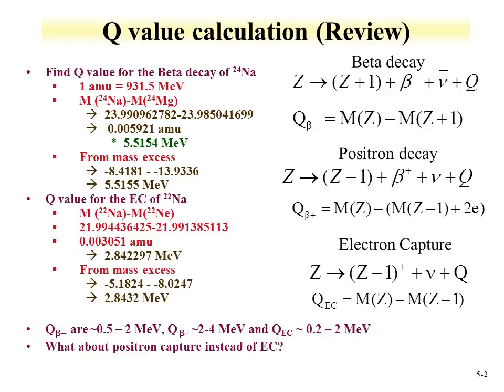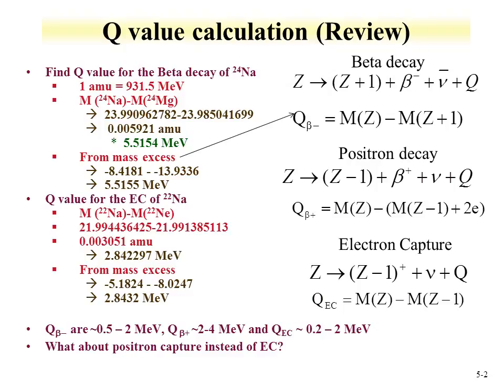We can review what we know about Q value calculations as we discussed earlier for beta decay. As an example, this is something we've already shown. We talk about the energy related from beta decay. So for emission of an electron, where we go from Z to Z plus 1, the Q value is equal to the mass difference between the parent and the daughter, as listed here. And this is an example for the beta decay of sodium-24.